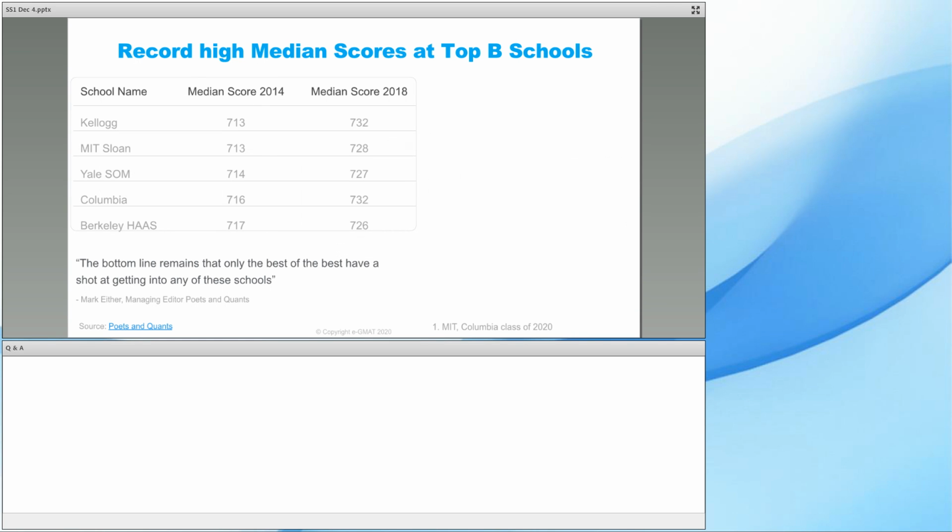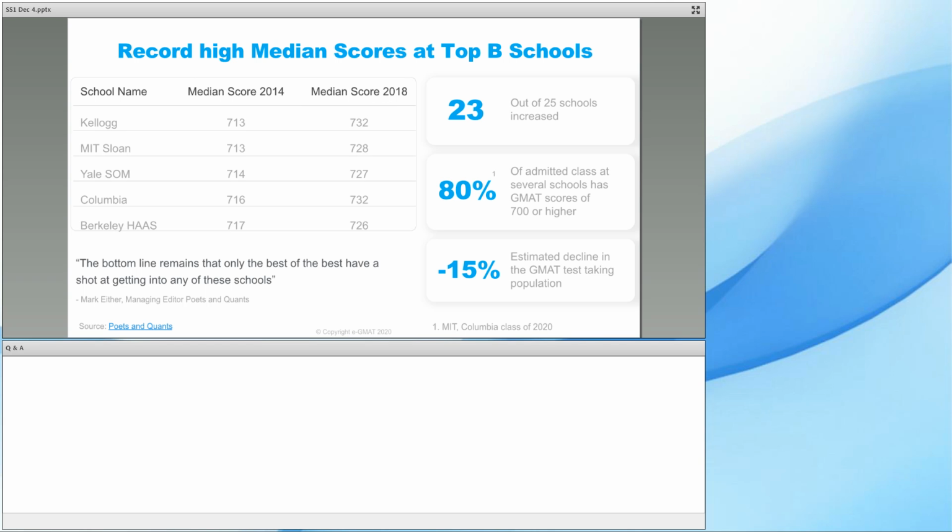Here's some data to back those claims. You can really see how the median scores at top B schools are trending from 2014 to 2018, and I believe in 2020 these scores would be even higher. Overall, for the top 25 schools, for 23 of them, the scores actually increased. For the 24th school, they remained the same because Harvard was already at that 730 odd score.